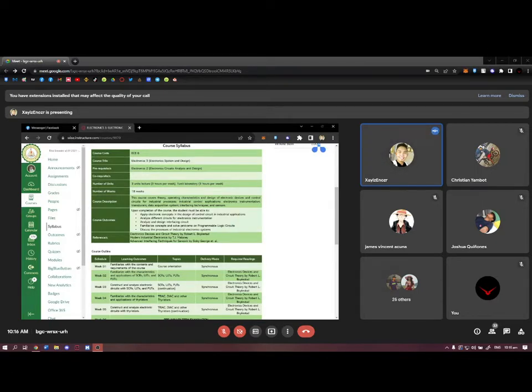activities. Then, in the middle ng ating semester, magbibigay lang ako ng I think 4 laboratory activities. So sana matapos nyo before the half of this semester. Kasi yung other half ng semester nyo will be dedicated to project design.